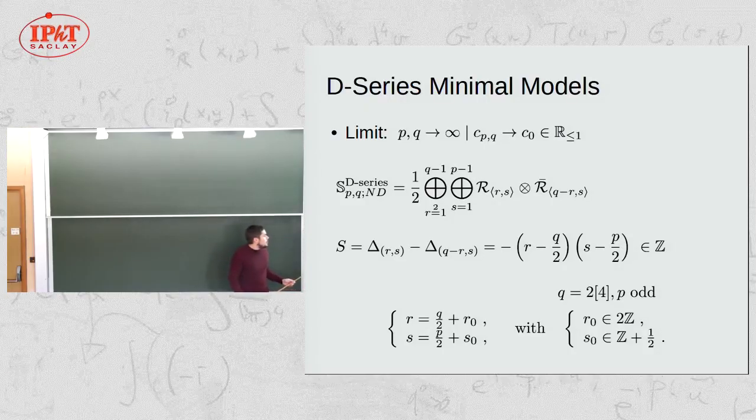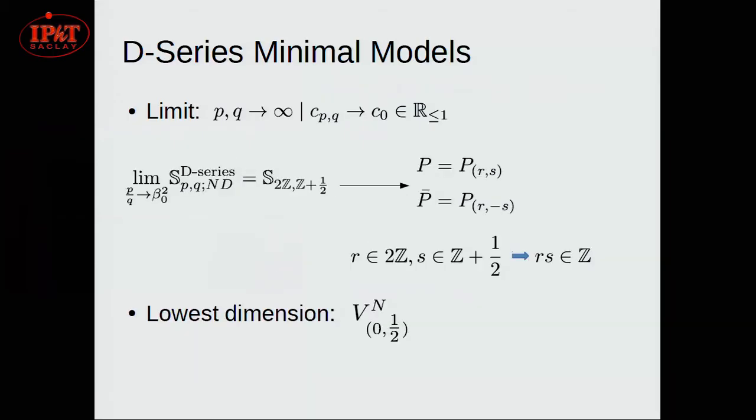So we defined r to be q over 2 plus a number r0, which will be even, and s to be p over 2 plus s0, where s0 is a purely half integer number. So when taking p and q to infinity, r and s will go to infinity in this way, but the spins and furthermore the dimensions of the representations will remain the same, and we can express the limit.